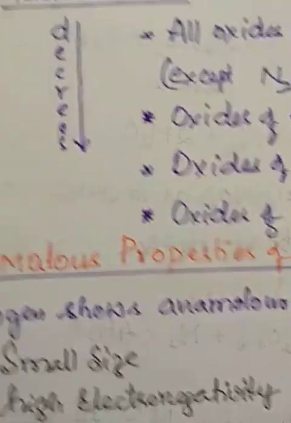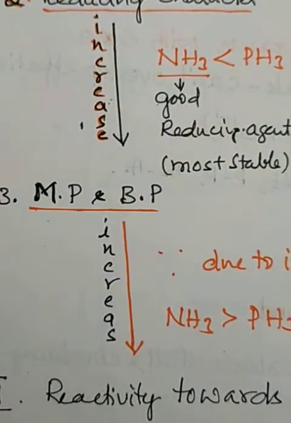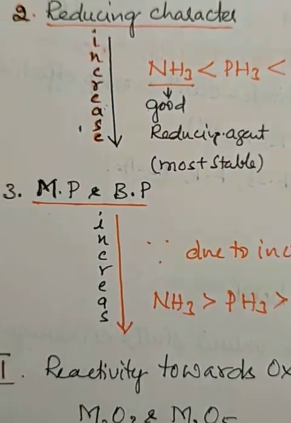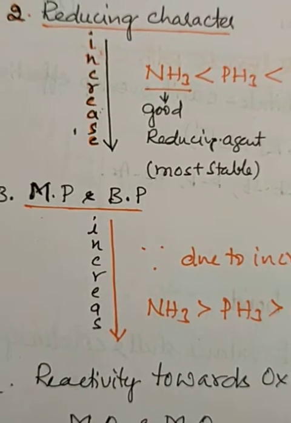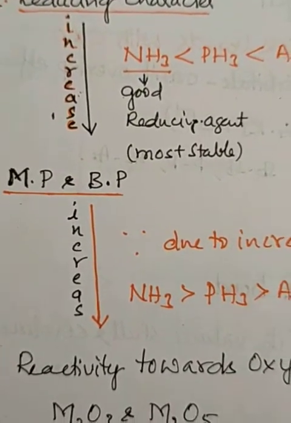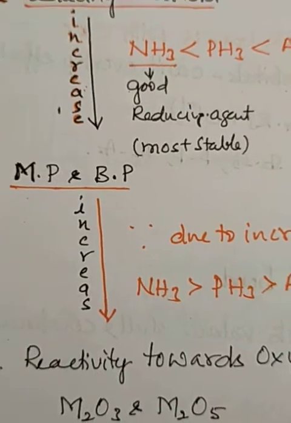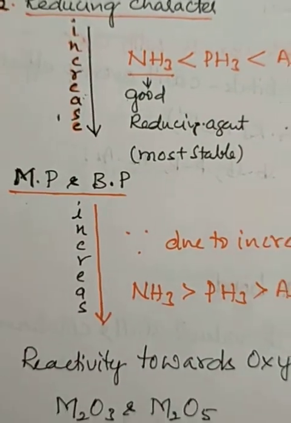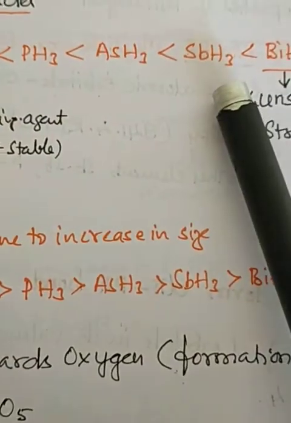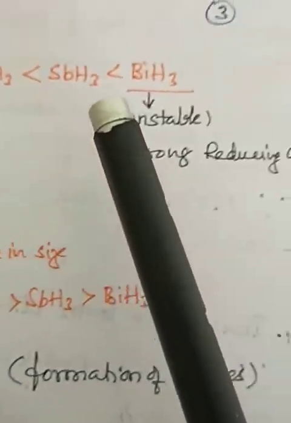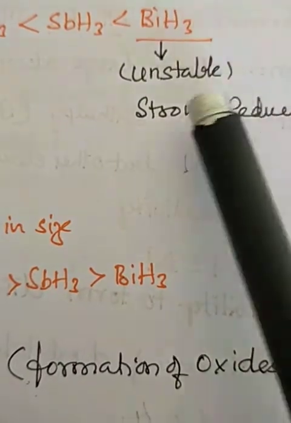Then we come to the next one, reducing character. What is the reducing character of the p-block, 15th group elements? Reducing character increases. Observe here: ammonia, phosphine, arsine, stibine, bismuthine. Ammonia is a good reducing agent. This is because it is the most stable. And here bismuth hydride is unstable, a strong reducing agent.